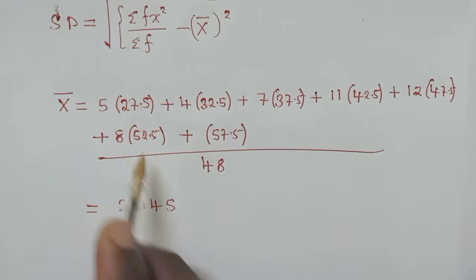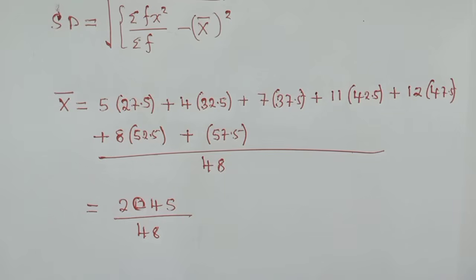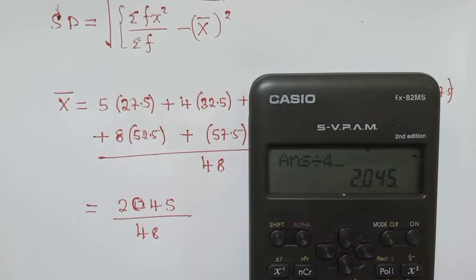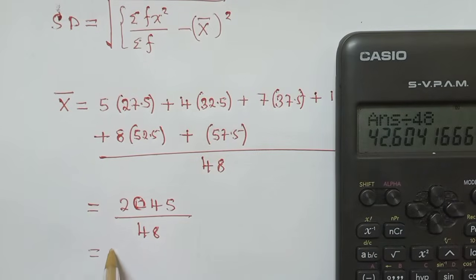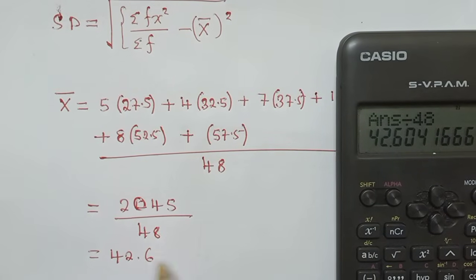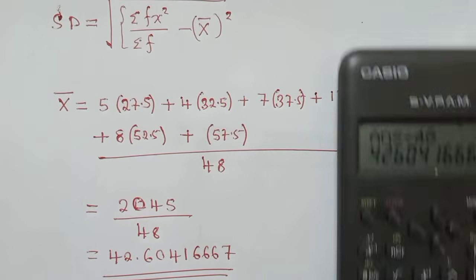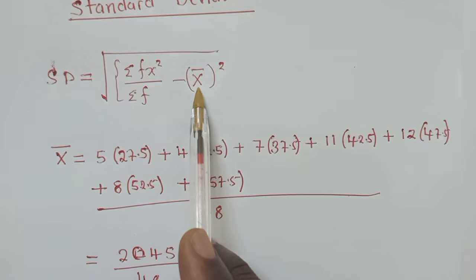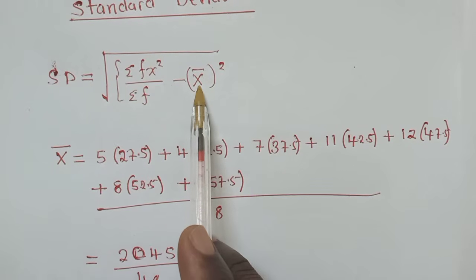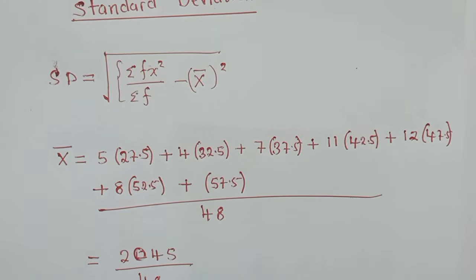So 2045 is what we are getting when we punch all these numbers which are on top. We divide by 48. So when we divide by 48, what are we getting? We're getting this number right here, 42.6041667. This is our mean. Okay. So we've figured out what we're supposed to put right here where x bar is. Now we have to figure out what we're supposed to put right here.